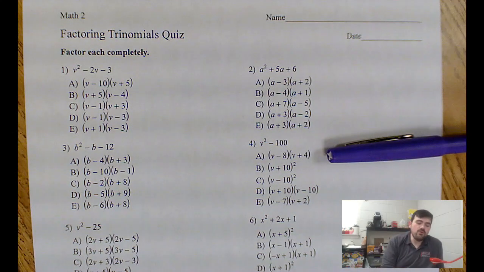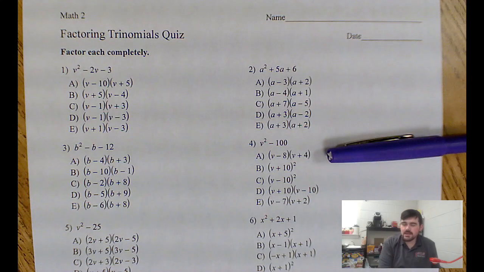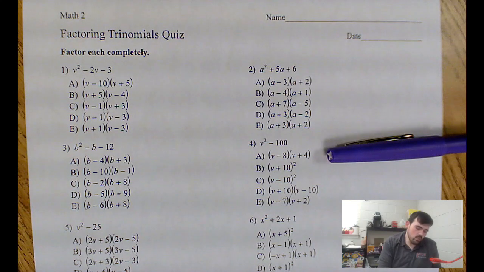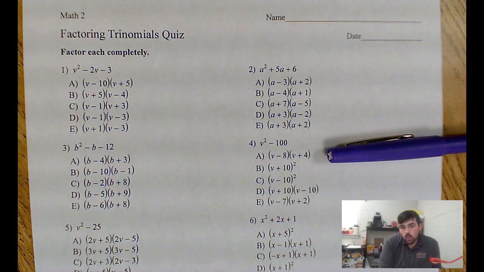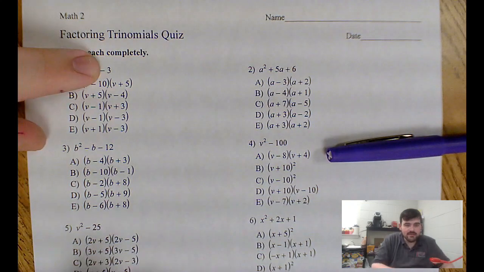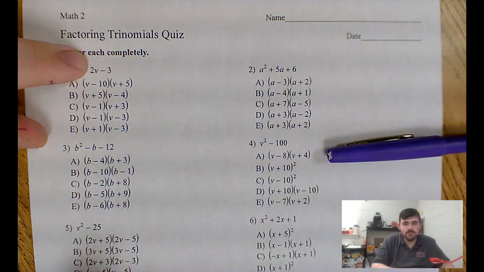Okay, so these are multiple choice, and I want to talk to you about some strategies to help tackle a multiple choice type of assessment like this. So for number one, we're factoring v squared minus 2v minus 3. Now, since there is no leading coefficient, it's just 1, we can immediately look at numbers that multiply to negative 3 and add to negative 2.